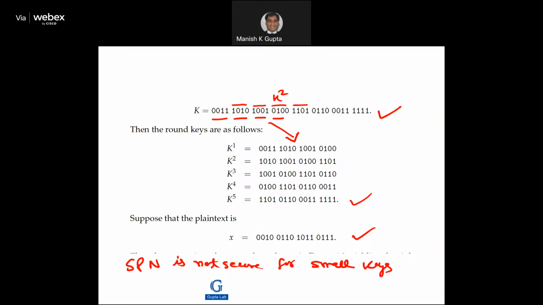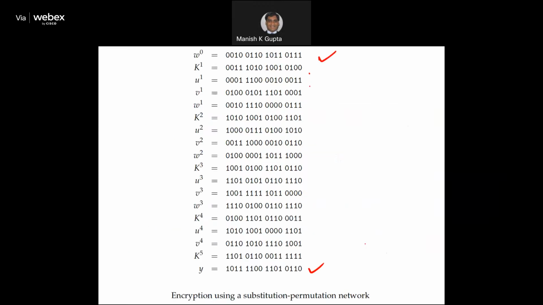Here is a working example with the plain text. Use that K1 and do all these substitutions, permutations, and XORing with the key. Finally, you get the ciphertext, starting from the plain text. So any question? All this was very easy, right? Real beauty will come now. So this is very easy, no question here. So now you will see that.